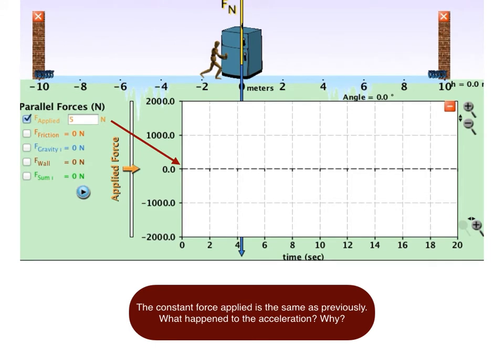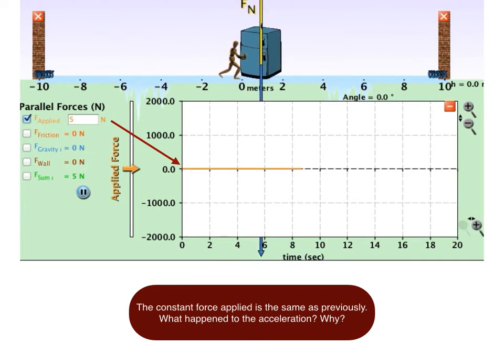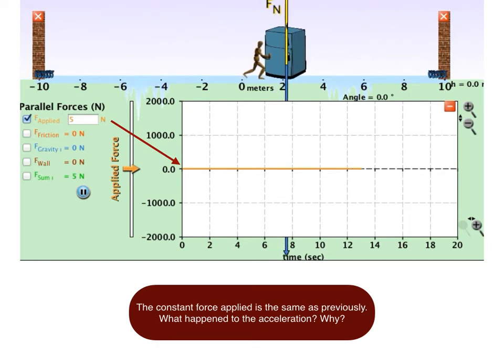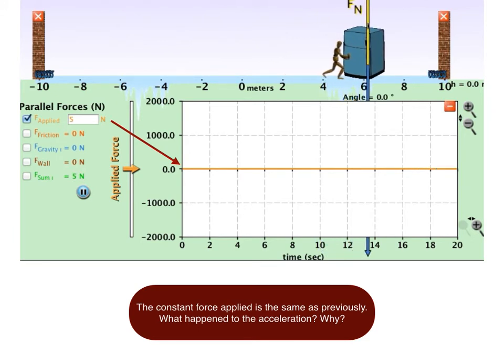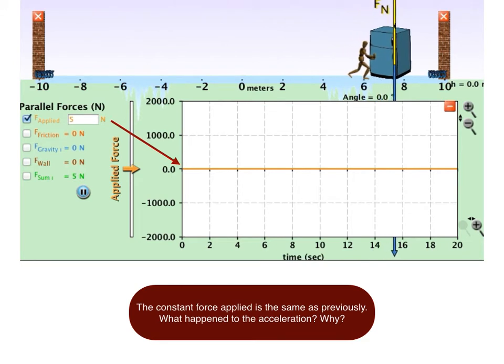Now, what will change if the same constant force as in the previous example, 5 newtons in this case, is applied, but to a mass that is now greater than the previous object? The change in velocity is much slower, and therefore the acceleration is noticeably also much slower.